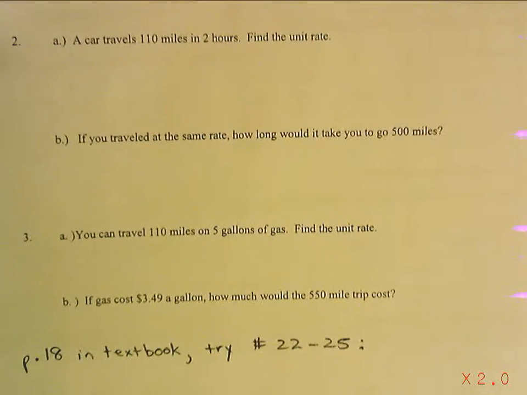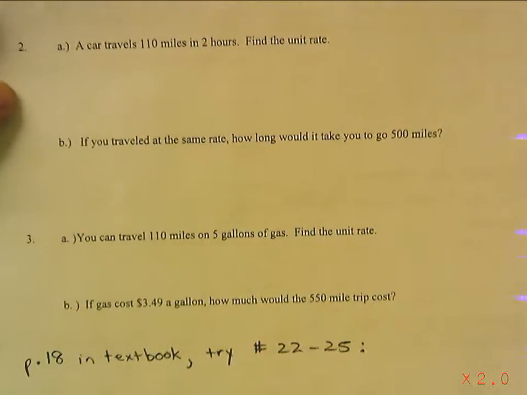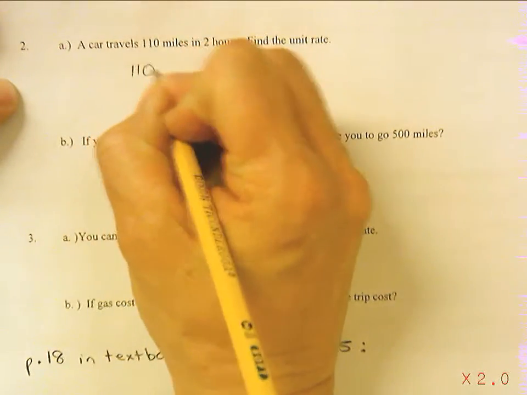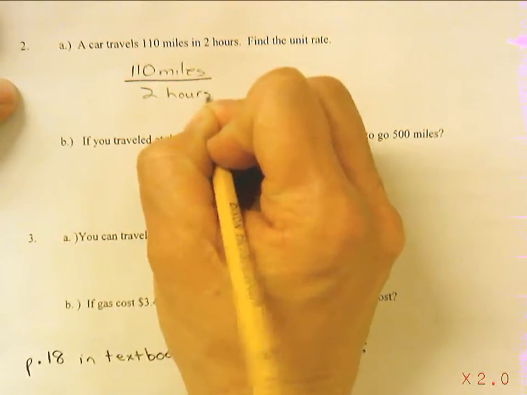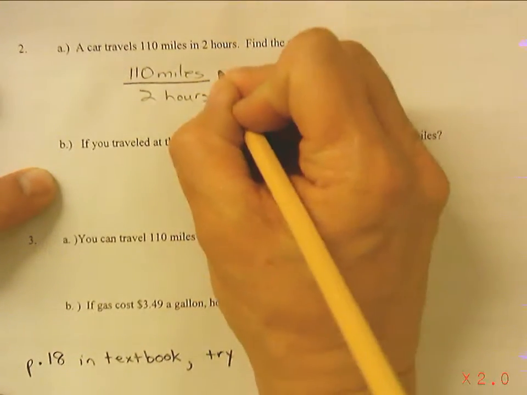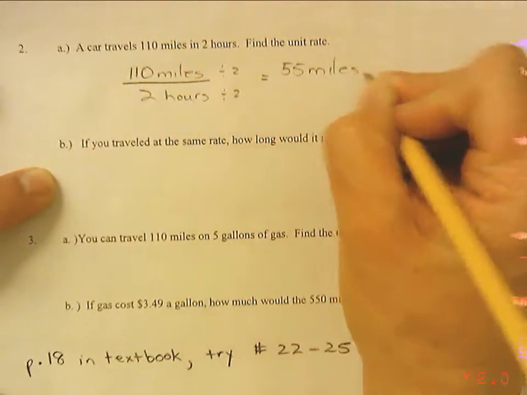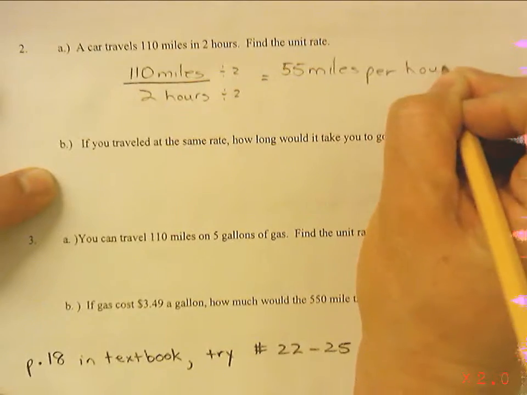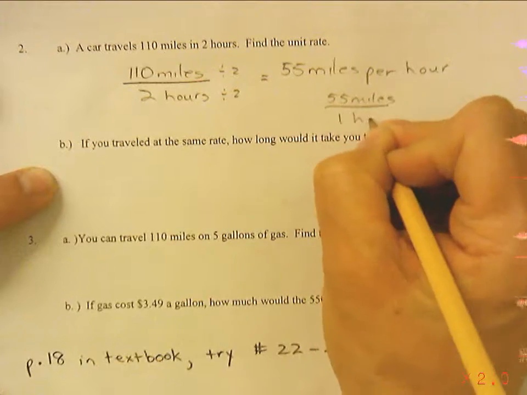Okay, so now let's turn the page and try to answer these questions. Number 2 says a car travels 110 miles in 2 hours. Find the unit rate. Well, the rate would be 110 miles in 2 hours. Now I have to change that to a unit rate, which means I want a denominator of 1, so I have to divide the bottom by 2 and the top by 2. So I get 55 miles per hour. That's one way to write it, but you could write 55 miles over 1 hour.